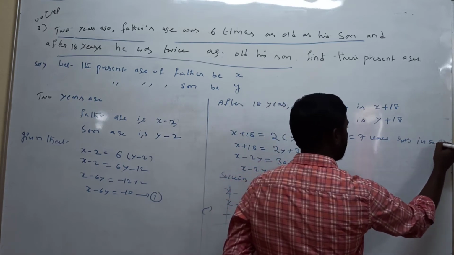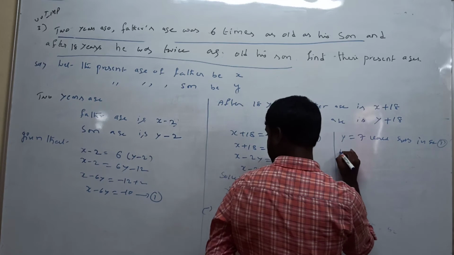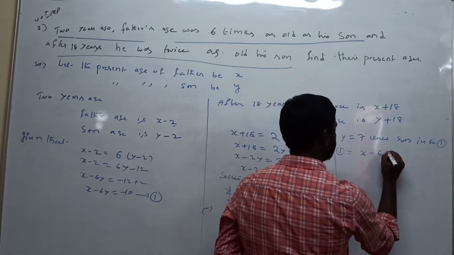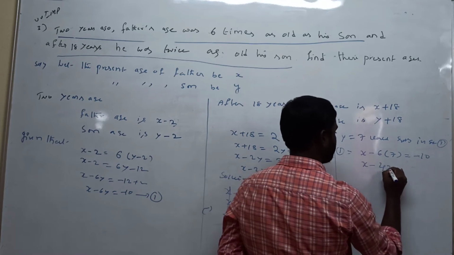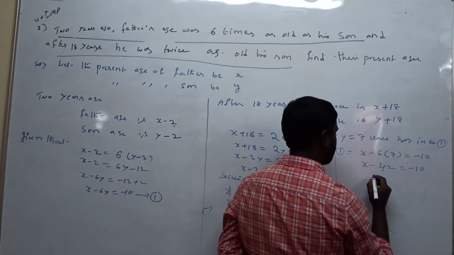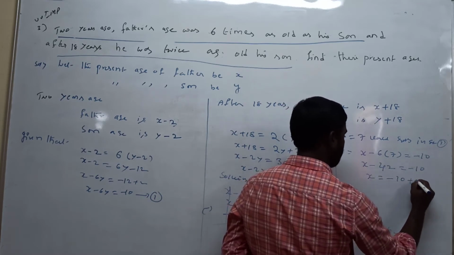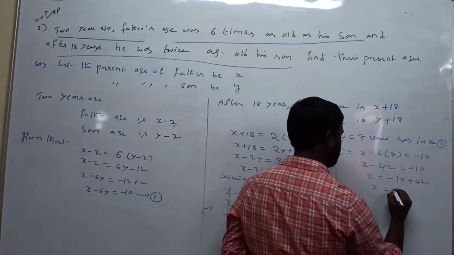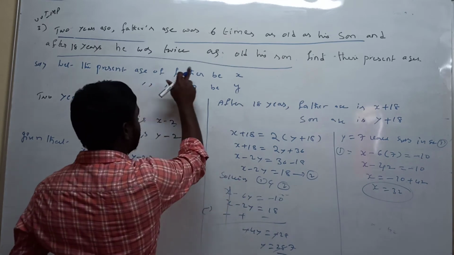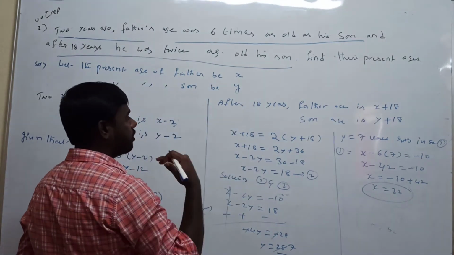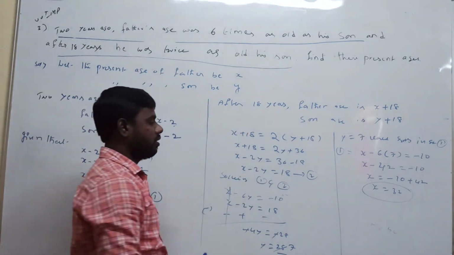Substitute in equation number 1. The first equation is x minus 6y, y is nothing but 7, is equal to minus 10. 6 times 7 is 42. x minus 42 is equal to minus 10. Take minus 42 to that side, plus 42. So minus 10 plus 42 is 32. What is the x we are assuming? The present age of the father is 32 years, and the present age of the son is 7 years.